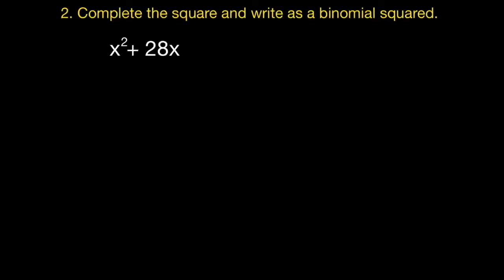Let's look at example 2. Complete the square and write as a binomial squared. Just like in example number 1, we need to find the value that when we add it to these two terms, we will result in a perfect square trinomial. And to identify such value, we can follow this recipe. We can grab the b term, divide it by 2, and then square it. Keep in mind that b is the coefficient of x. So in this example, that's going to be the 28. So I'm going to grab 28, divided by 2, and then I will square that.